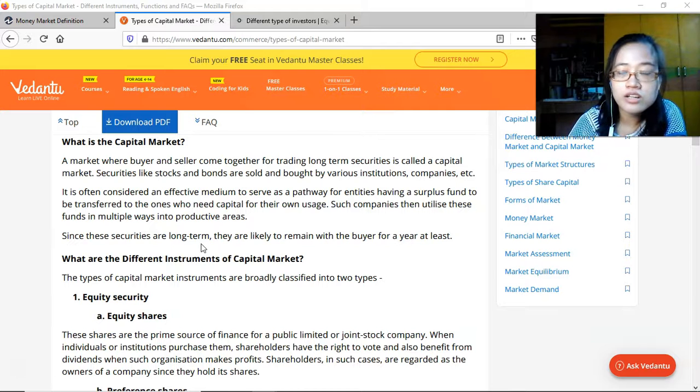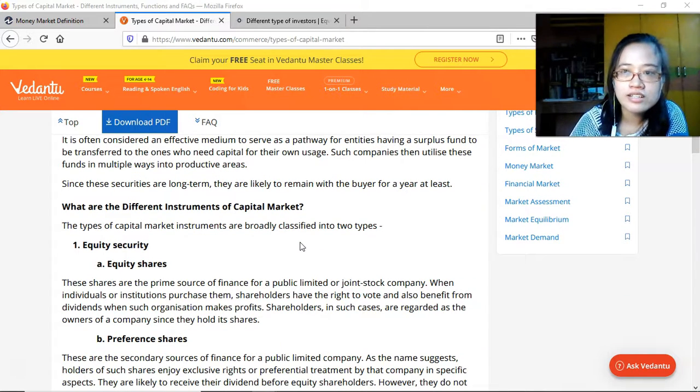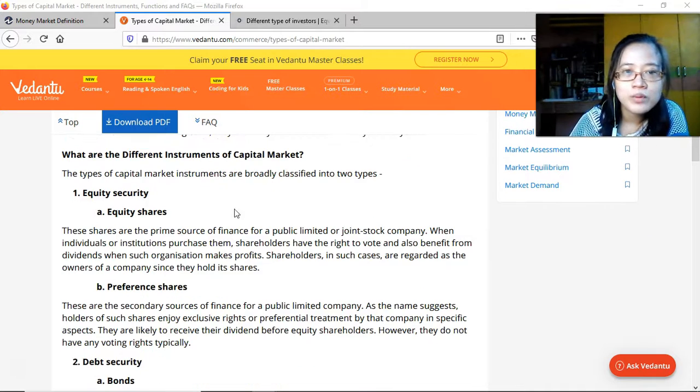Such companies then utilize these funds in multiple ways into productive areas. Since these securities are long-term, they are likely to remain with the buyer for a year at least. Pag 1 year or less, short term. Pag more than a year, long term. Okay? What are the different instruments of capital market? So, meron tayong dalawa, equity, saka debt.